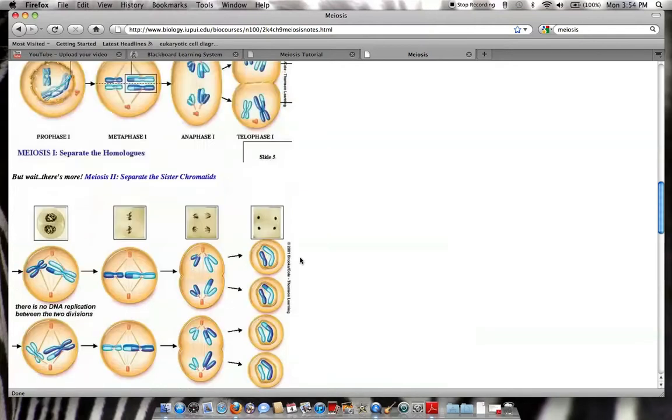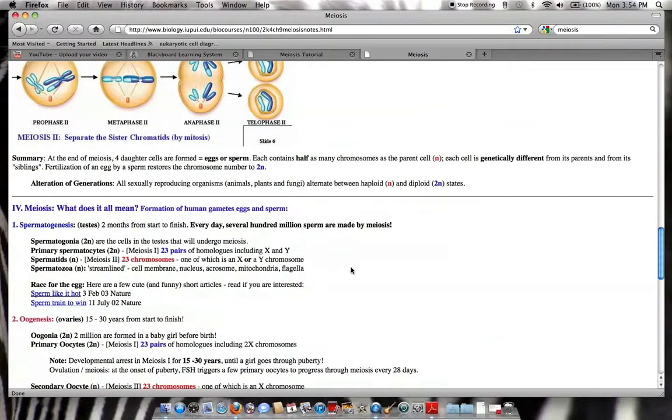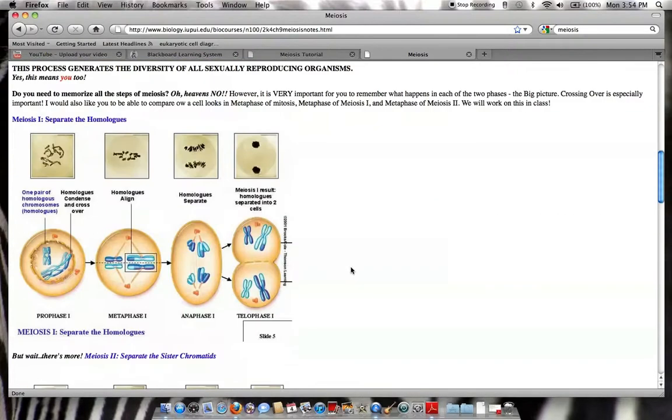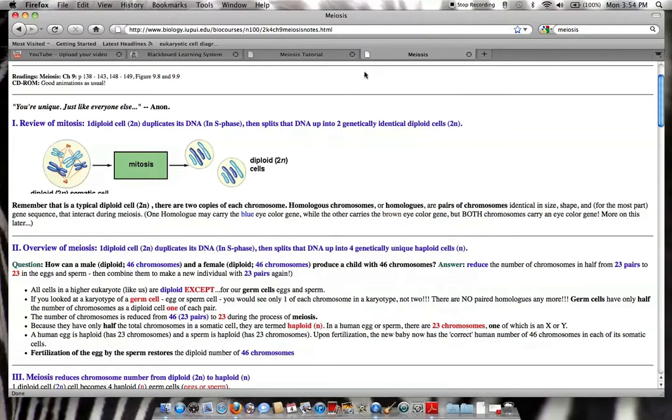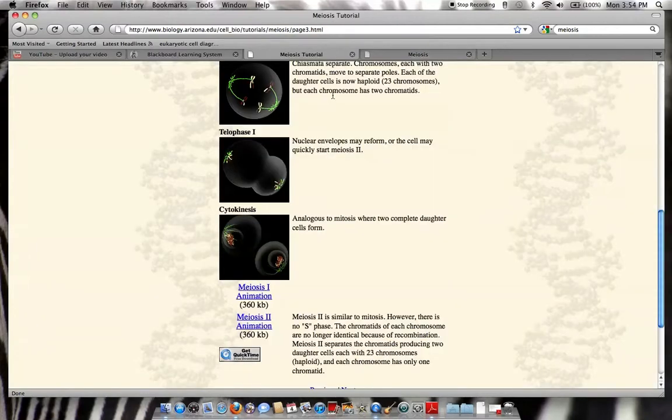Okay, so you can read through this stuff, but just stick to my outline, and be sure to understand the difference between mitosis and meiosis, and you should be able to tell me some differences between the two, and where they occur, and those types of things.